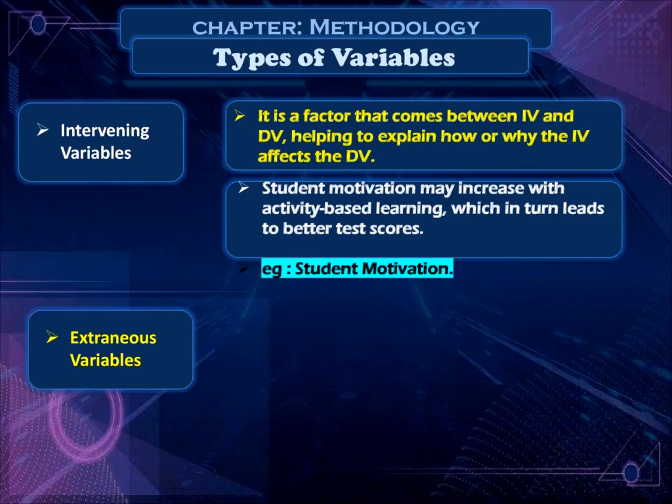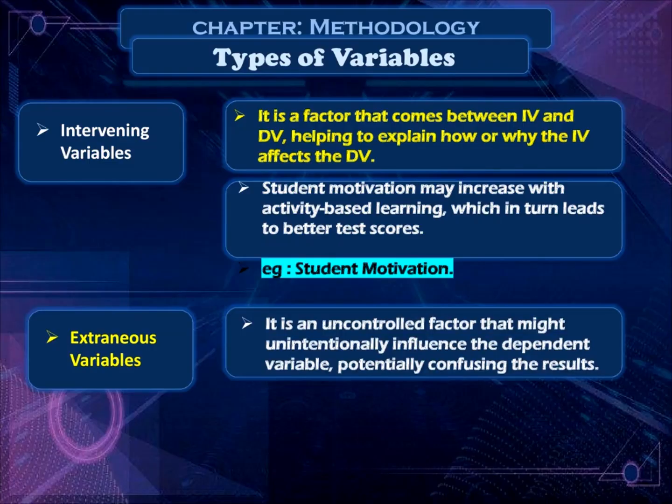Exactly, it is like this in your study. Although it is a joke, it's a perfect example. It is an uncontrolled factor. Think of the mother-in-law that might, sometimes it's intentional, sometimes it's unintentional, influence the dependent variable, potentially confusing the results. The couple have come back from honeymoon, they are so much in love. Within 1 week, they have a problem because the mother-in-law is there.